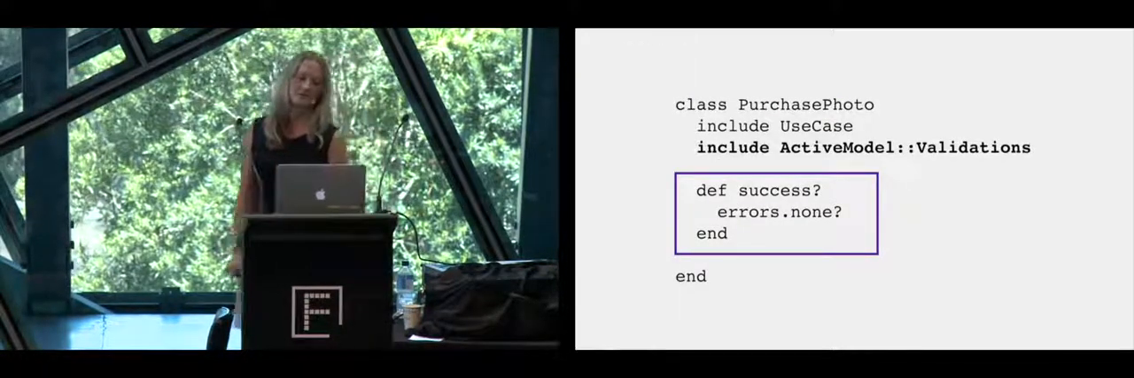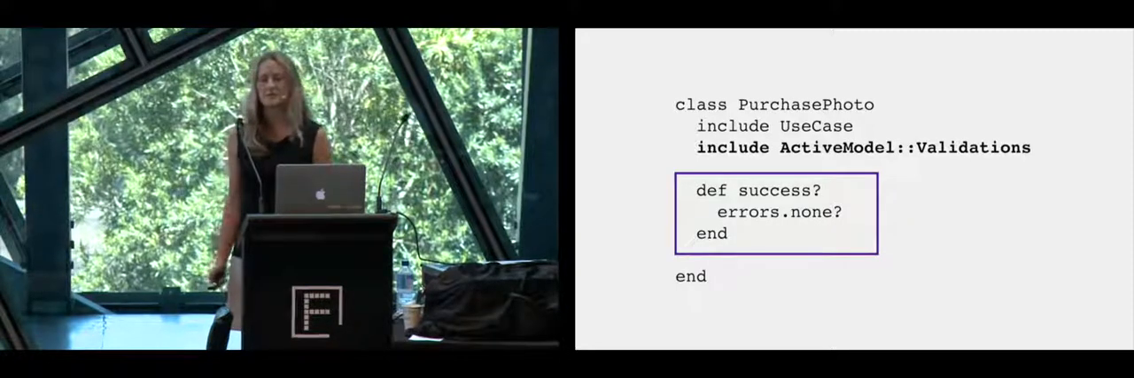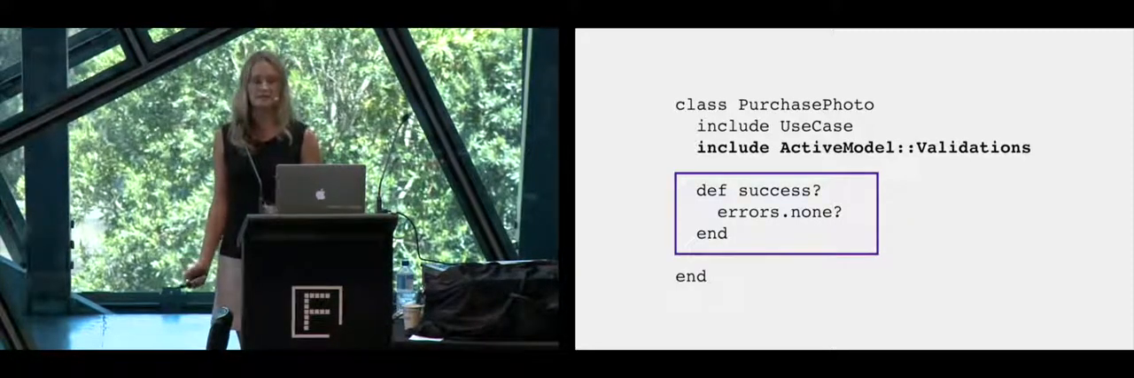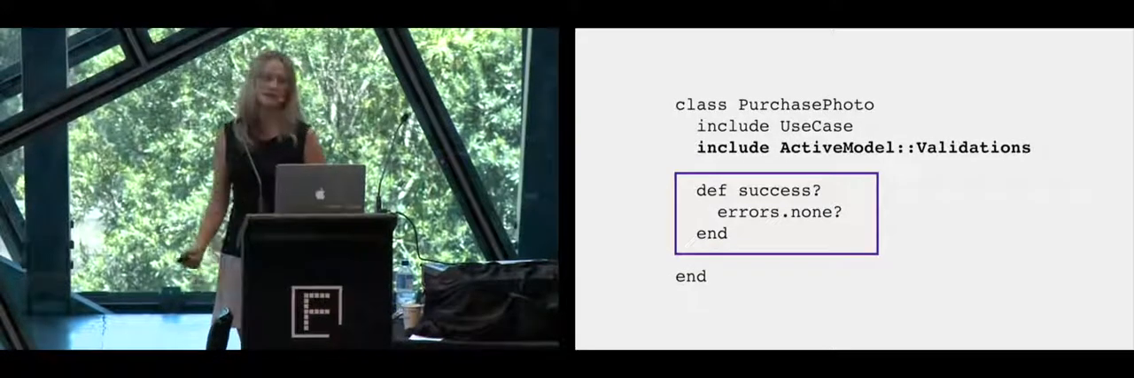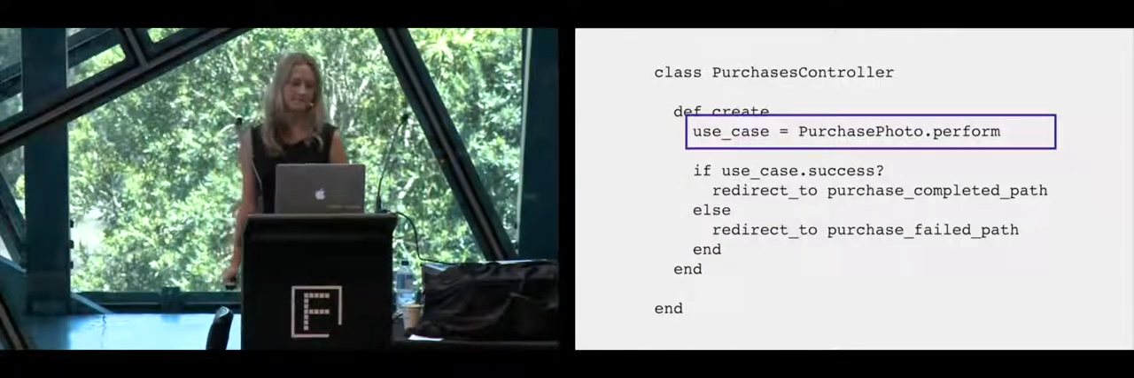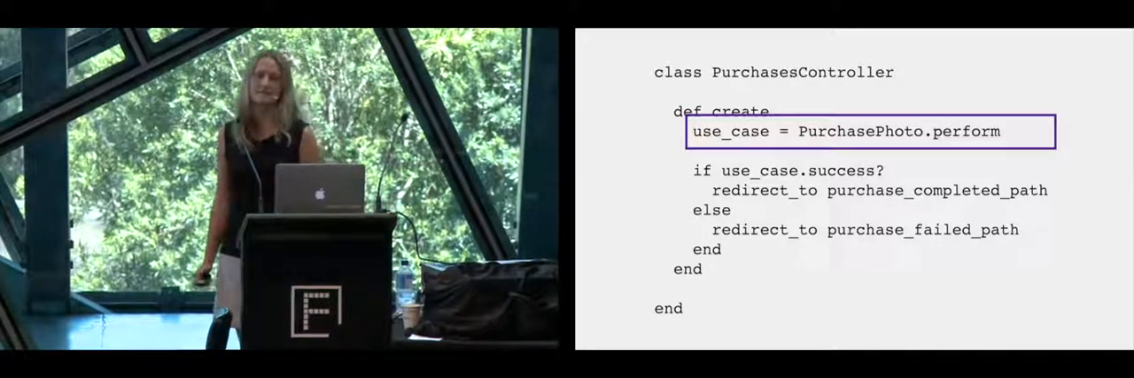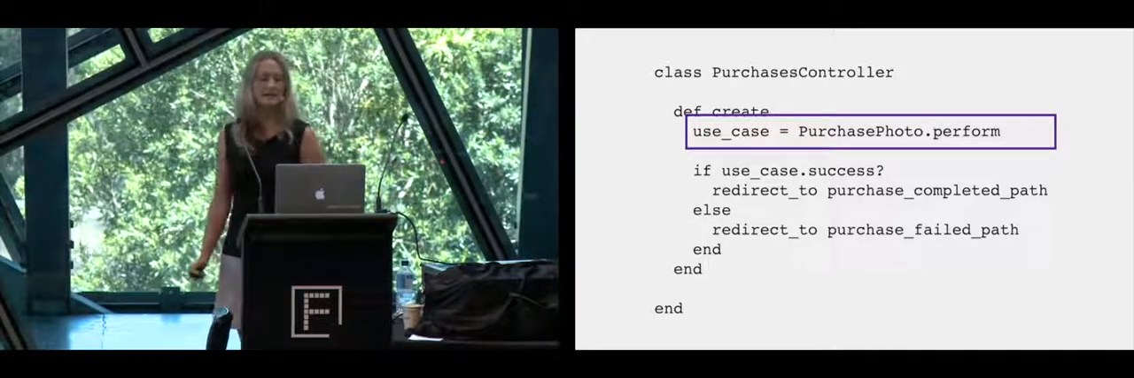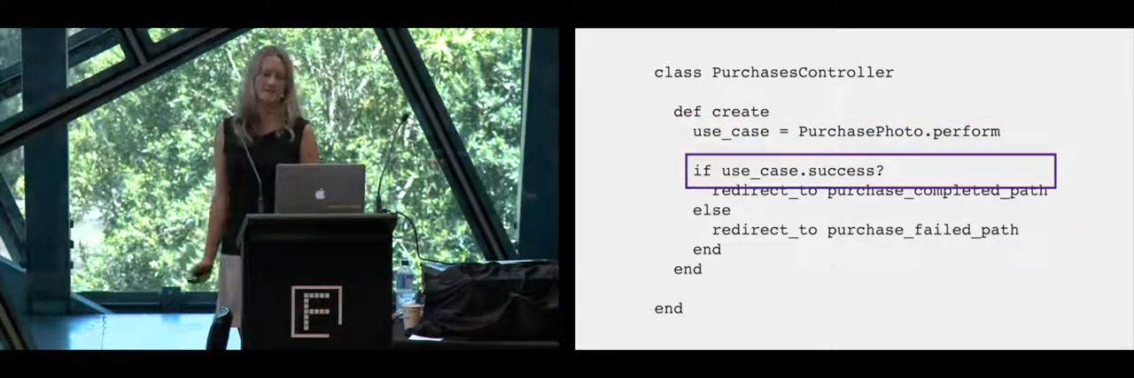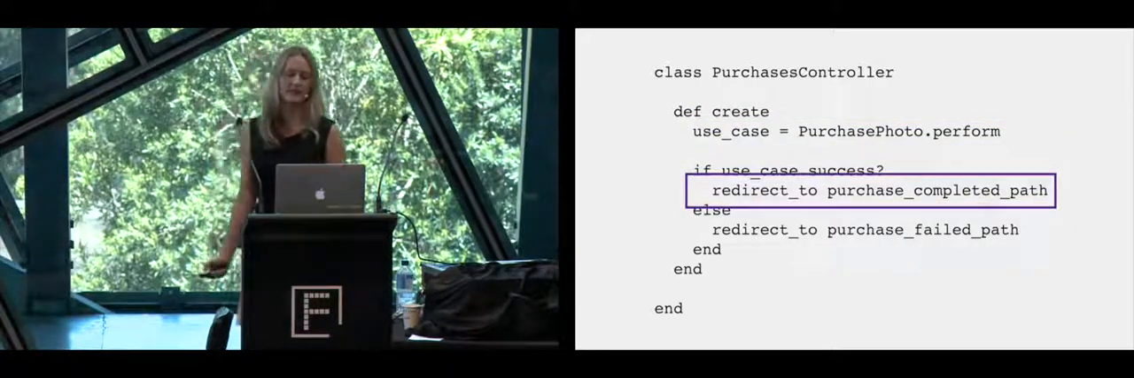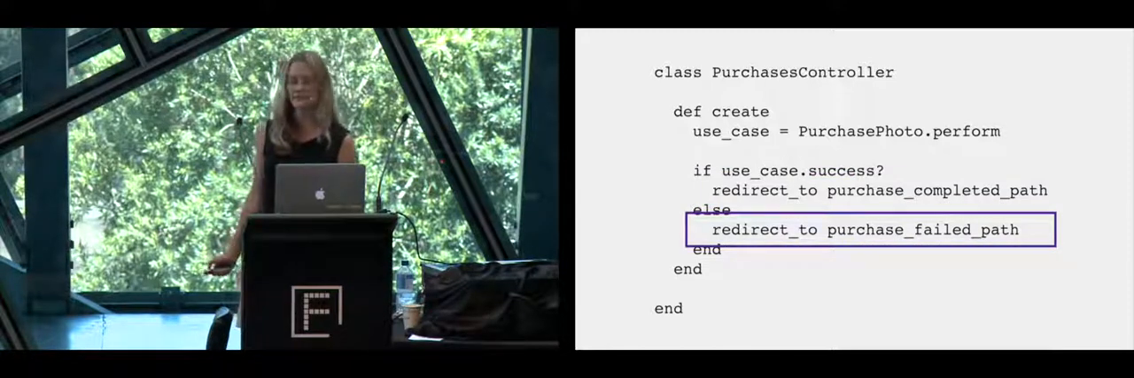Most of them also have a success method which uses active model validations. This is so we can determine the success or failure of the use case and respond appropriately from our controller or other caller. So here's a simple example of a controller calling a use case. It calls PurchasePhoto.perform. It checks if it was a success. If it was, it goes to the purchase completed path. Else it goes to the purchase failed path.